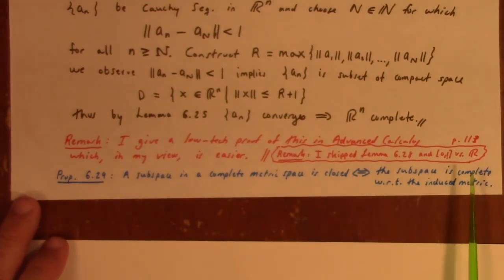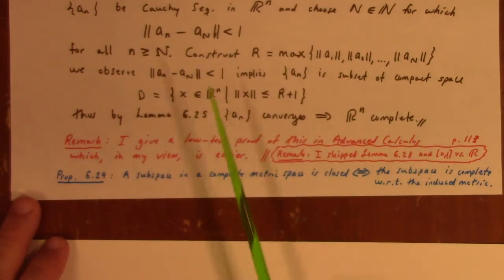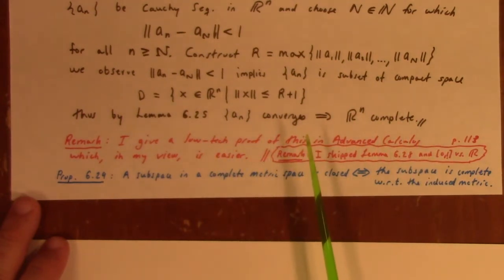Anyway, so basically the completeness of R implies the completeness of Rn in my other proof. Here, of course, this truth is descending from this rather abstract topological approach to things, right? But anyway, so proposition 6.29: a subspace in a complete metric space is closed if and only if the subspace is complete with respect to the induced metric.